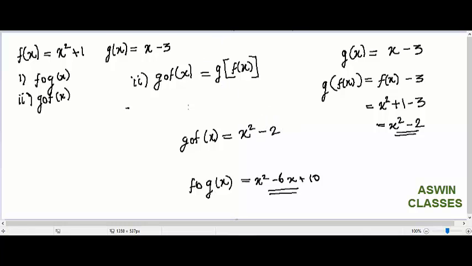See, this one is x square minus 2, and here it is x square minus 6x plus 10. Clearly you'll get f composition g of x not equal to g composition f of x, which indicates the composition of functions is not commutative. You get different answers if you go in one way, and you get a different answer if you go the other way.